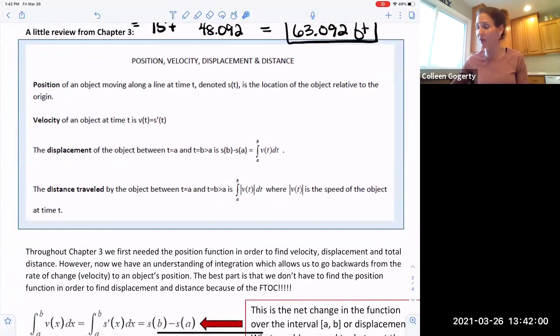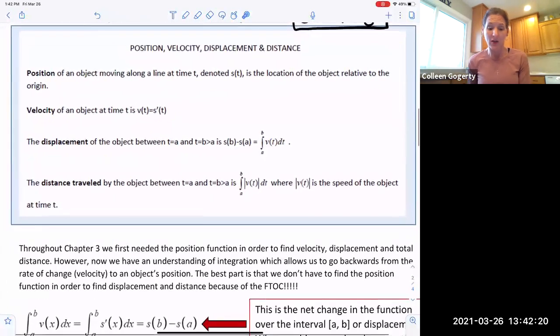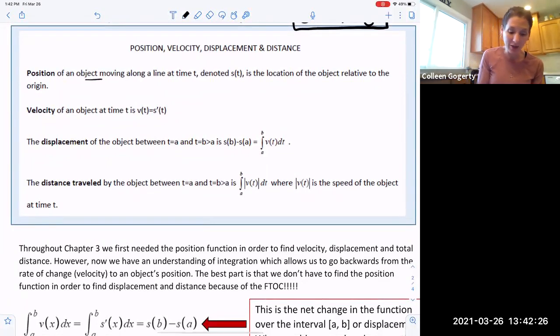Now, a big review from chapter 3, which would have been unit 3 as well. I might have gotten that mixed up in my head, but I'm pretty sure this was still unit 3, when we talked about position, velocity, displacement, and distance traveled. The fundamental theorem of calculus is going to help us with this as well. Position, we were just looking at a problem just like this.